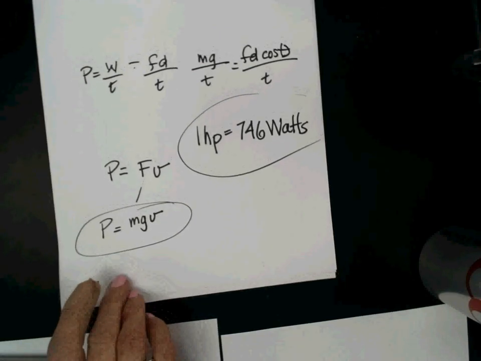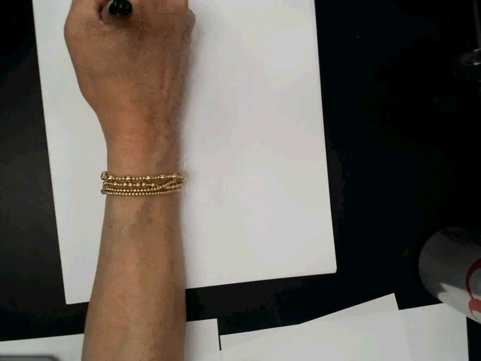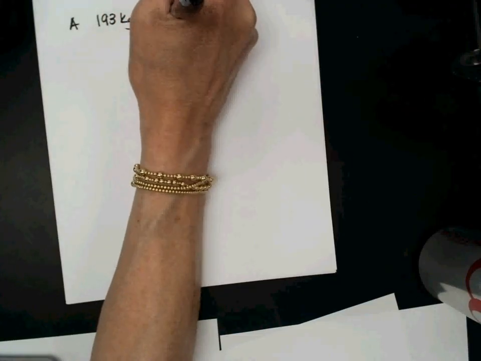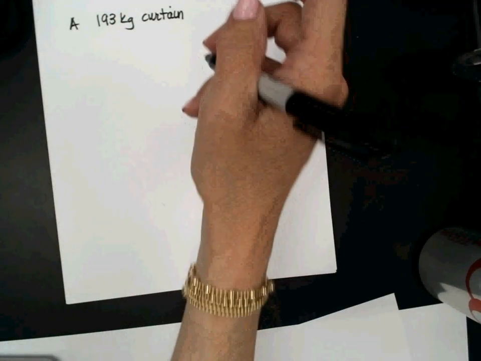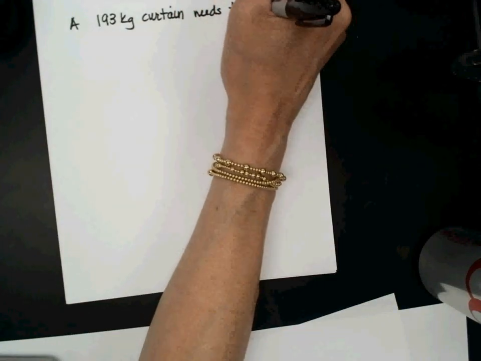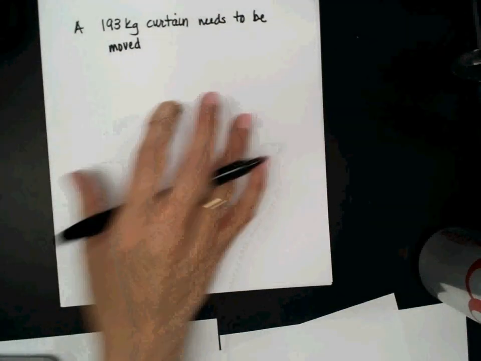Okay, so let me give you a problem to try. You'll have to write this one down. I don't think I typed it. Let's go back and talk about the musical curtain. Let's say we have a 193 kilogram curtain, and it needs to be moved. Usually they're around 200 kilograms.